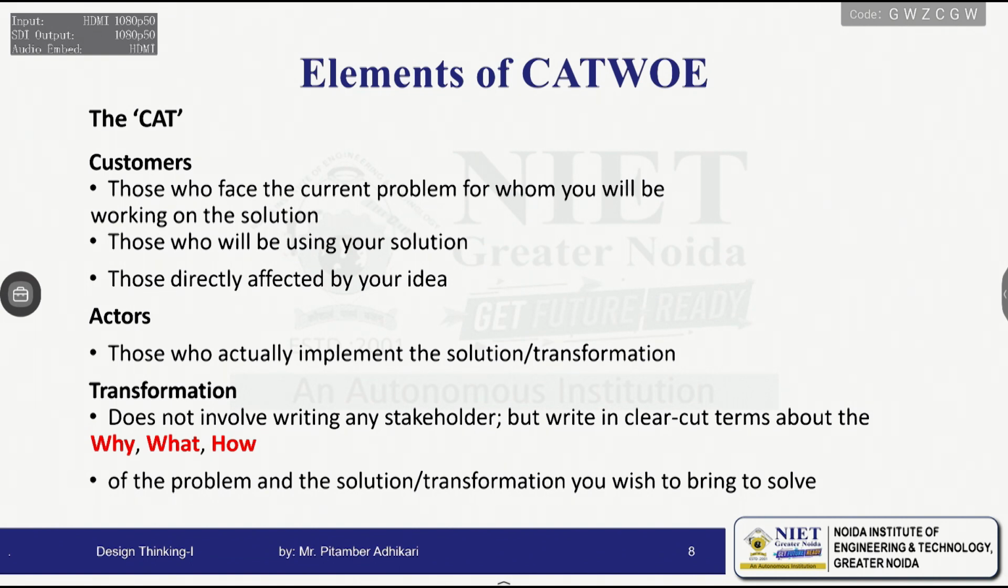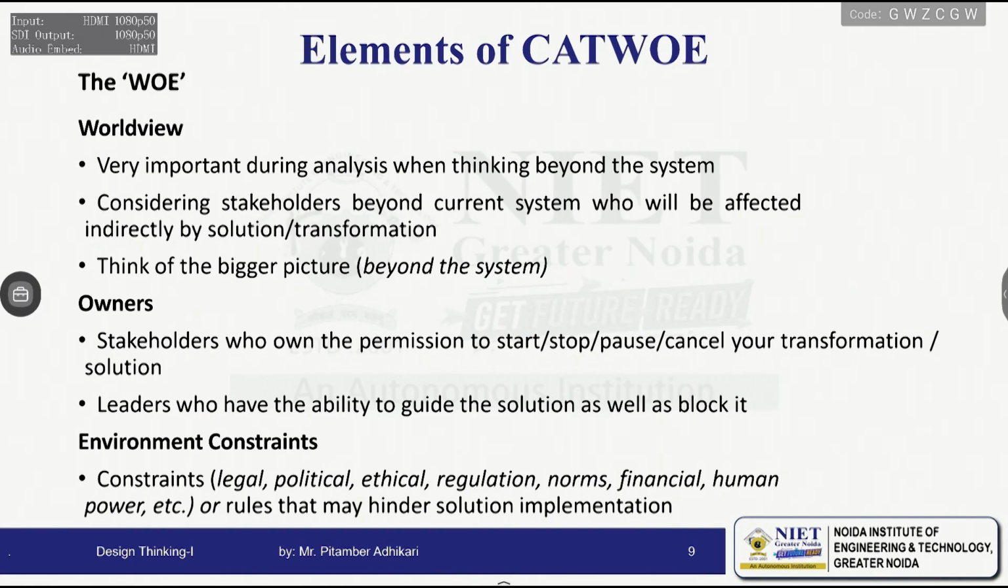What is the meaning of these why, what and how? Why is it important to solve this problem, and how are we going to solve this problem? These are the important terms we will generally use while describing this phase, transformation. The difference in this particular type is that here we will not discuss any stakeholder, but the transformation: what our problem is and how we are going to solve it. So this is the third one.